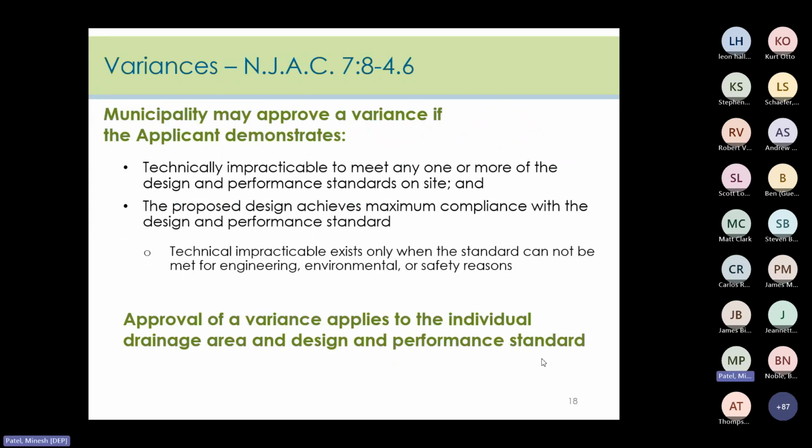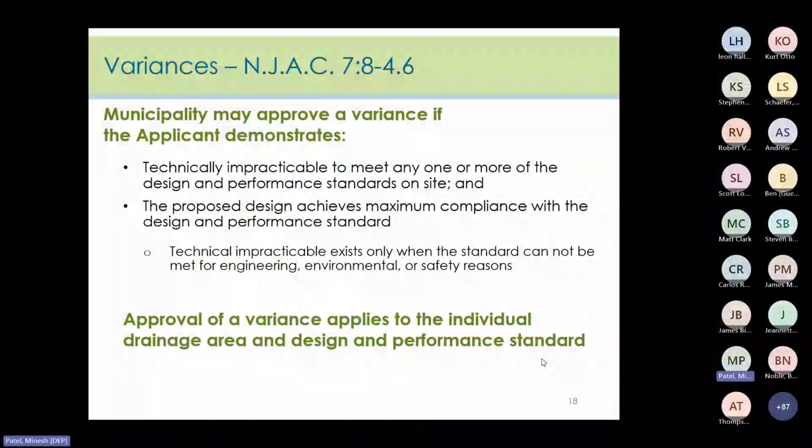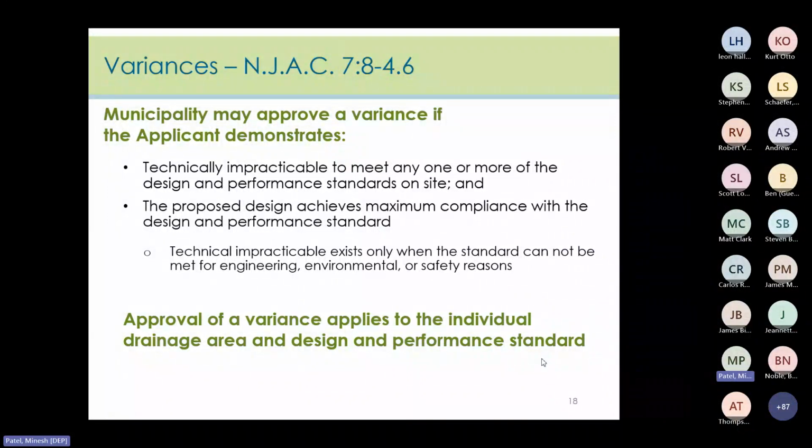With the amended version of the rules, the ability to grant variances requires a little more effort by the applicant now. There must be a demonstration that it is technically impracticable to meet one or more of the design standards. So the only allowable variances are for engineering, environmental, or safety reasons, and they have to be spelled out very clearly now. Cost cannot be a factor here.